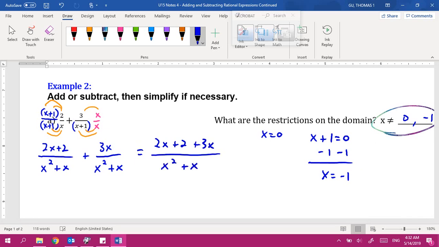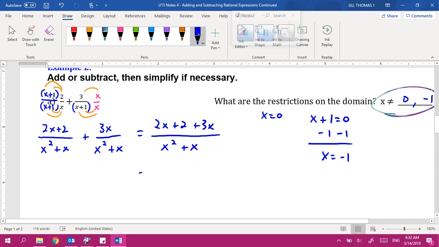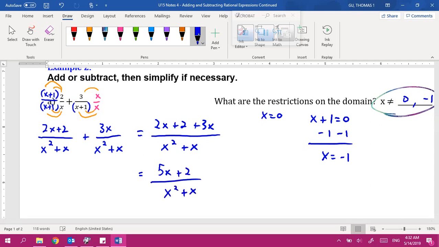But look at this. Isn't there something that I can combine? Do I got like terms here, guys? I do. I got the 2x plus the 3x. That makes 5x plus 2 over x squared plus x. And that is going to be my final answer.